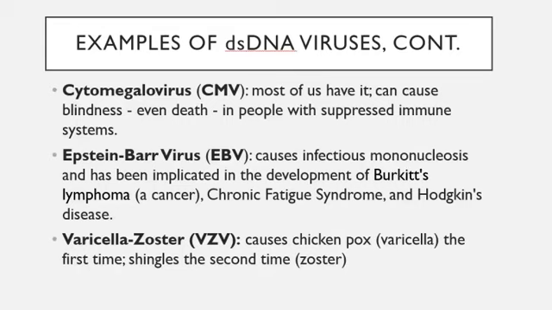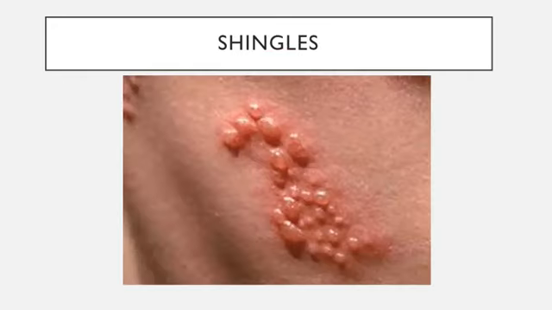And finally, varicella zoster virus, or VZV. It causes chicken pox, the varicella, the first time, and then shingles the second time, the zoster, usually in adulthood. Here's an example of what shingles looks like on the skin from the varicella zoster virus.